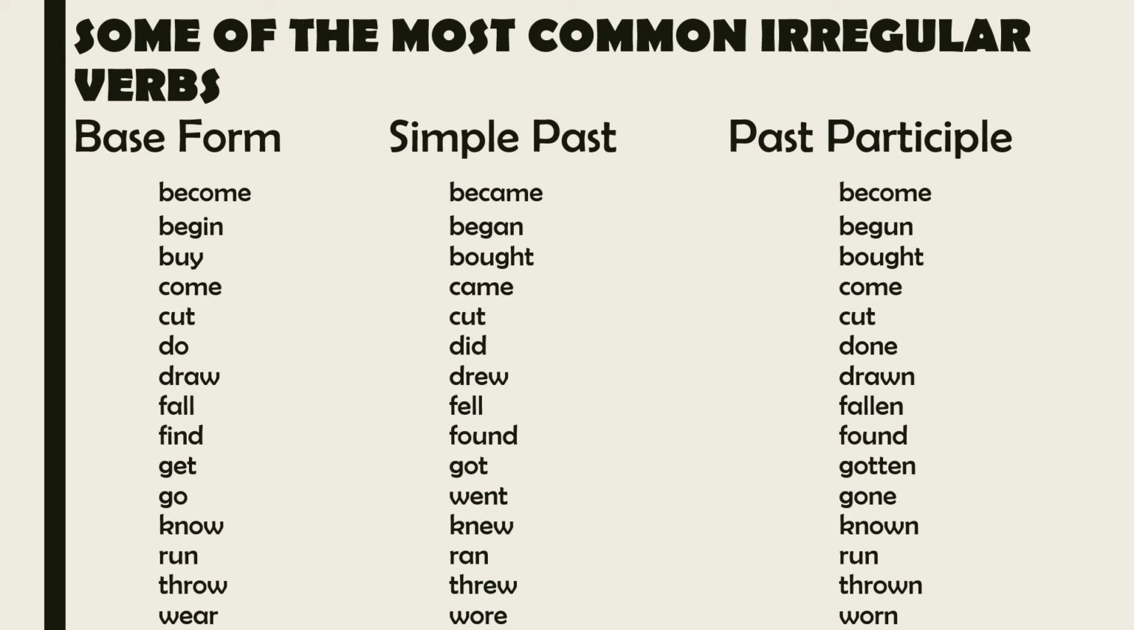So to make it the past participle: become, become; begin becomes begun; buy becomes bought; come becomes come; cut becomes cut; do becomes done; draw becomes drawn; fall becomes fallen; find becomes found; get becomes gotten; go becomes gone; know becomes known; run becomes run; throw becomes thrown; wear becomes worn.